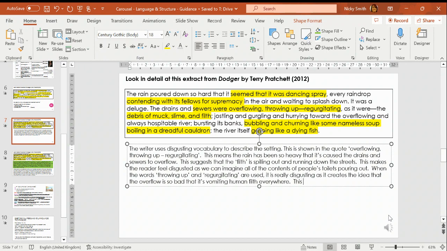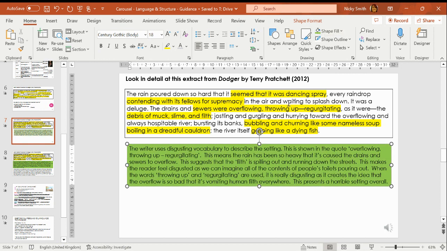So this presents a horrible setting overall. There we go. If we had a couple of these, because we're only looking at one quote really, this would still get us into level 3. But how do we get higher? How do we really focus on dissecting a text?